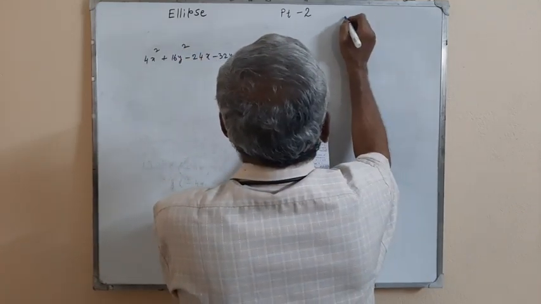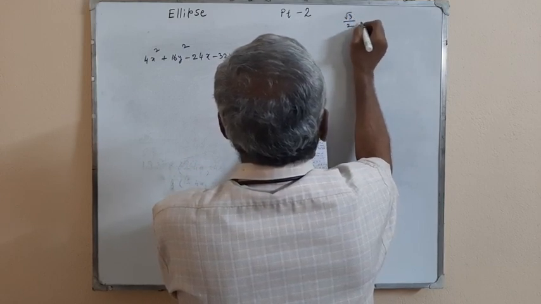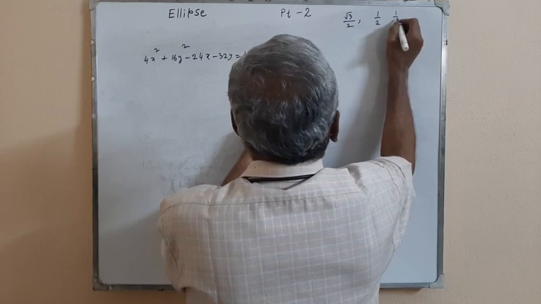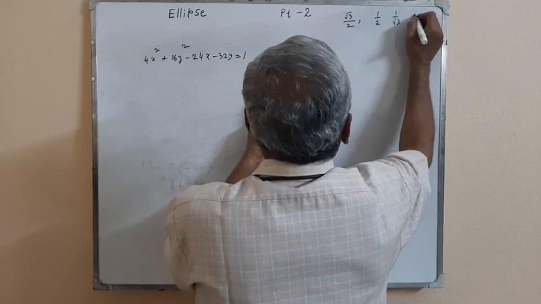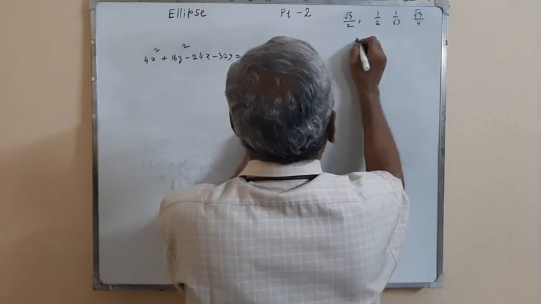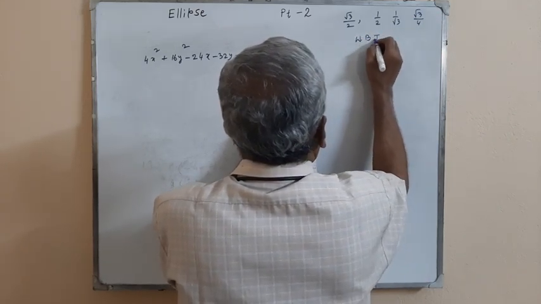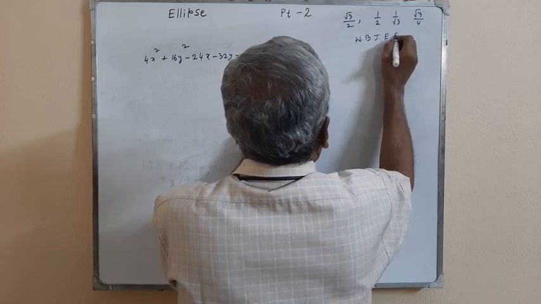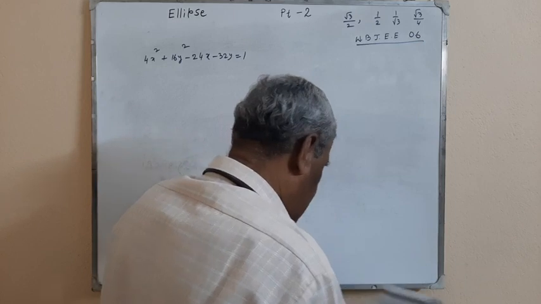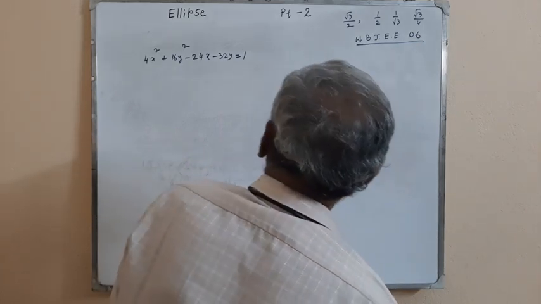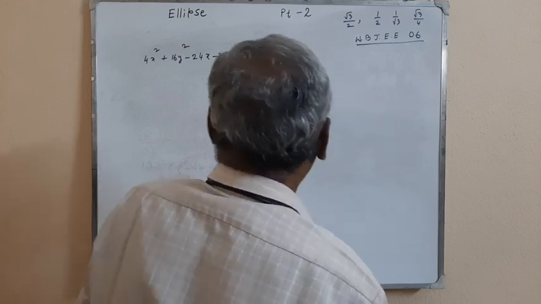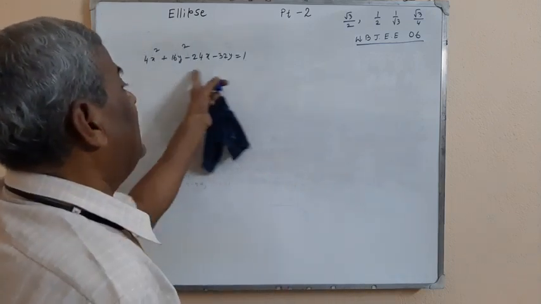Root 3 by 2, 1 by 2, 1 by root 3, and root 3 by 4. And that problem was given in 2006. We have to find the eccentricity of that ellipse.